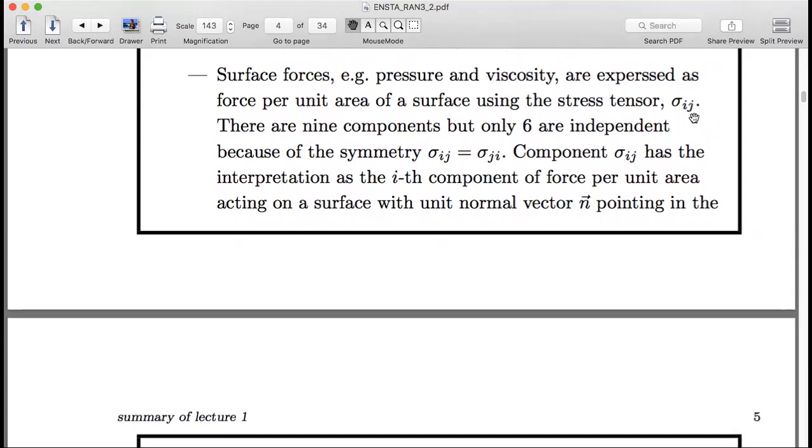It has two indices, so we can write it down as a matrix, and it's actually a symmetric matrix. So it only has 6 independent components: the 3 on the diagonal, which represent the normal stresses, and the 3 in the upper off-diagonal terms, which are the same as the 3 in the lower off-diagonal terms, and which represent the tangential stresses.